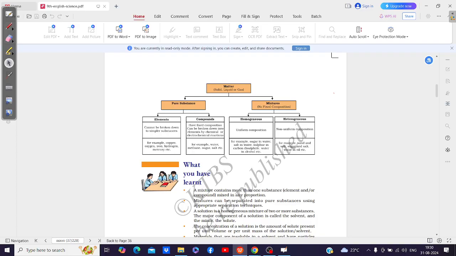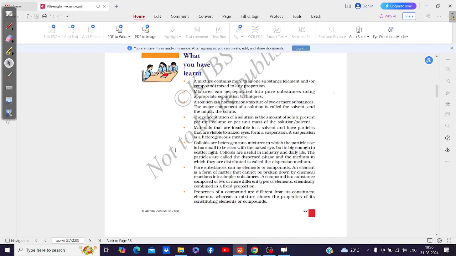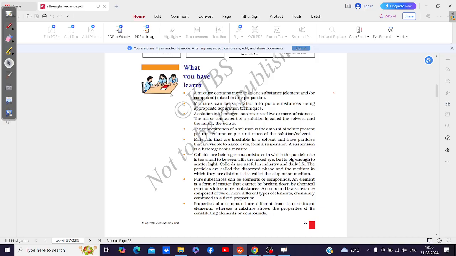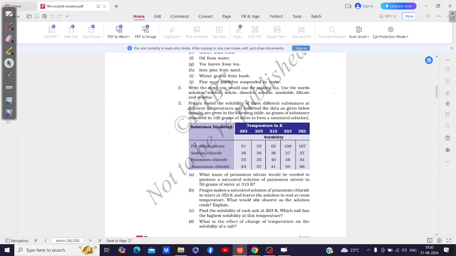And we may know homogeneous and heterogeneous. Homogeneous means uniform composition, and heterogeneous means non-uniform composition. I think you can read what we have learned. There are some one-word definitions, you can go through that.